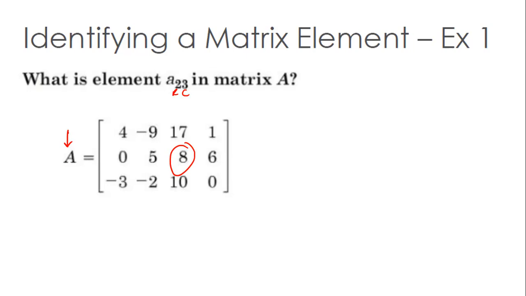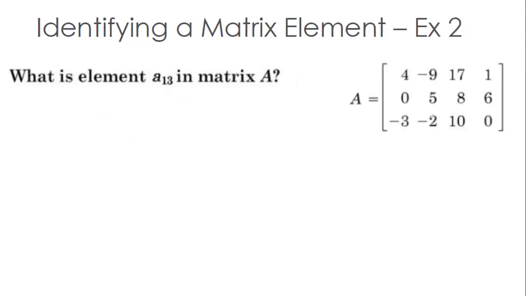Element a13 in matrix X, you're gonna go to row 1. Then you're gonna go to column 3. And you got 17. There we go. Good job. We can all identify an element. Yay! That is literally the easiest thing ever.